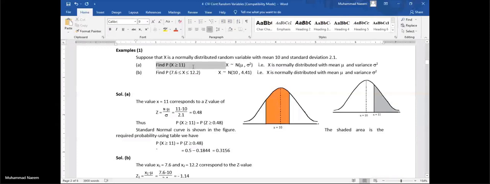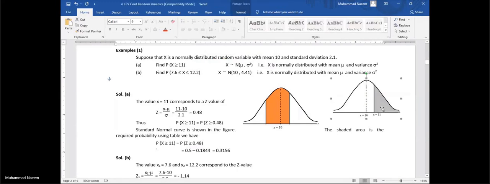We need to calculate the probability for x greater or equal to 11. So for part 1, actually we need definitely 11 is in the right half, as we have a value 10 in the middle, so 11 will be on the right hand side, and we need the probability for x greater or equal to 11, so this shaded part is required. This gray shaded area is required in part 1.